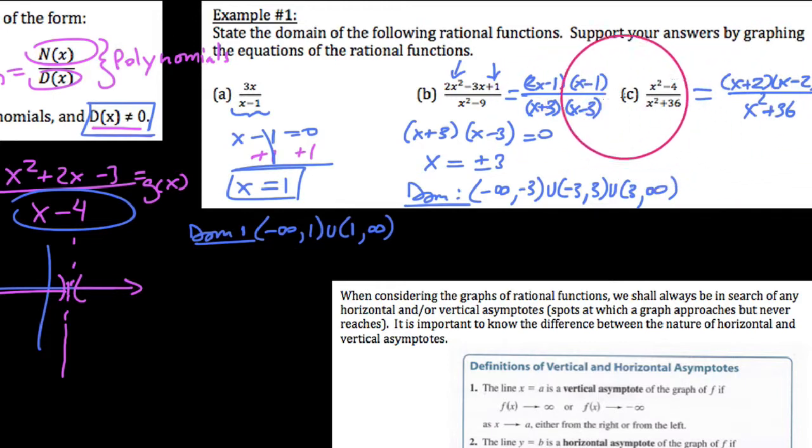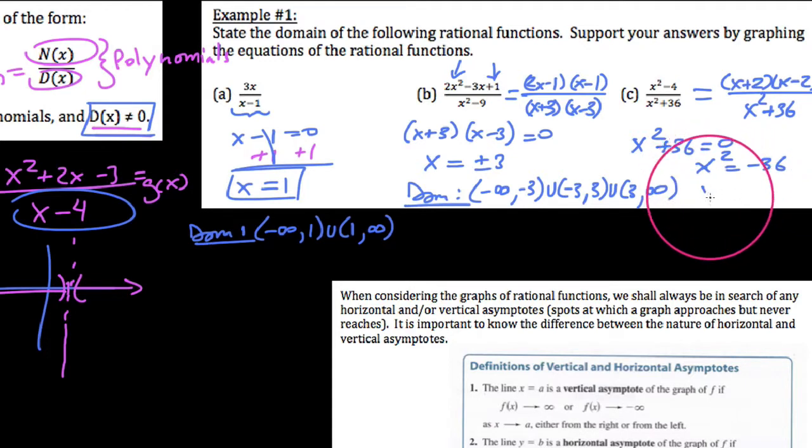But also, I want to point this out. In order to find the domain, hope you're getting this, you just set the basement equal to 0 and you solve it. So x squared plus 36 equals 0. If we were to solve this, one would notice that you get x squared equal to negative 36. And so x equals plus or minus i times the square root of 36.